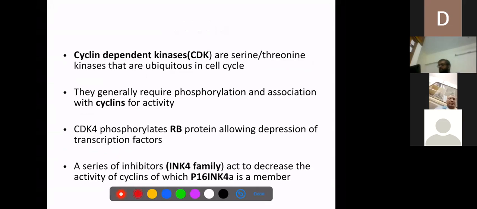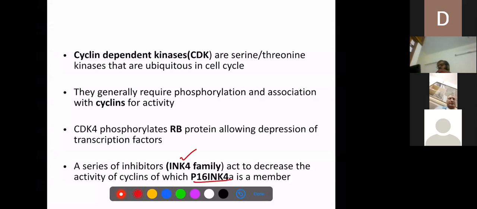So what is cyclin dependent kinase? They are ubiquitous in the cell cycle. They undergo phosphorylation and associate with cyclins for activity. CDK4 and cyclin D1 phosphorylate the RB protein, leading to depression of transcription factors. And there is a series of inhibitors, the INK4 family. They act to decrease the activity of cyclin. They are all cyclin inhibitors, of which P16 is predominantly a member.